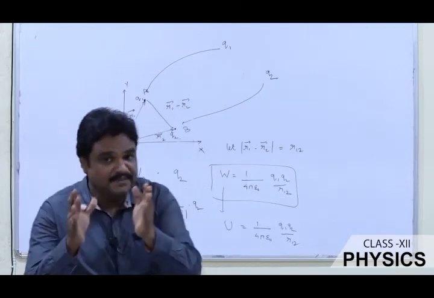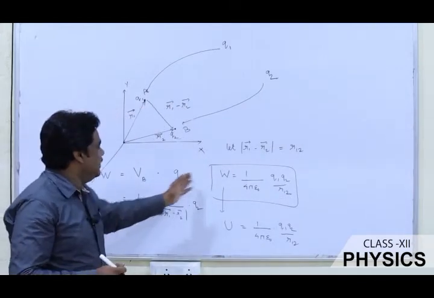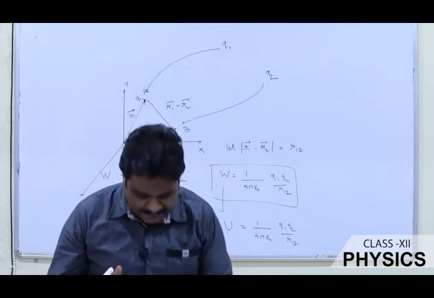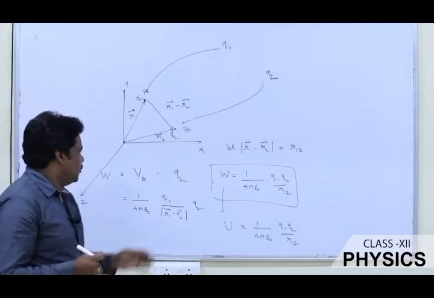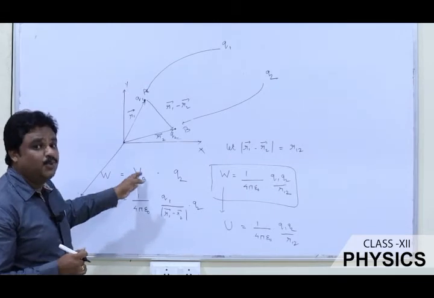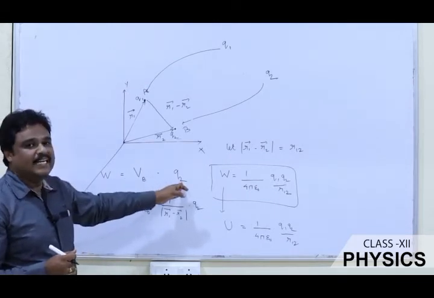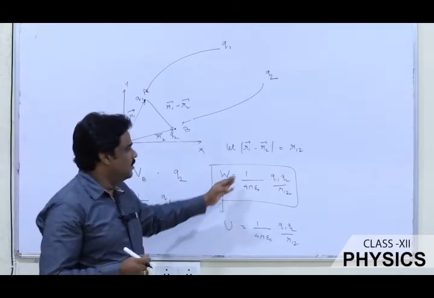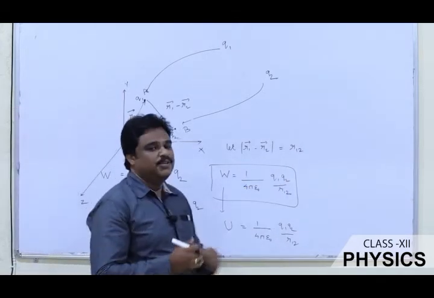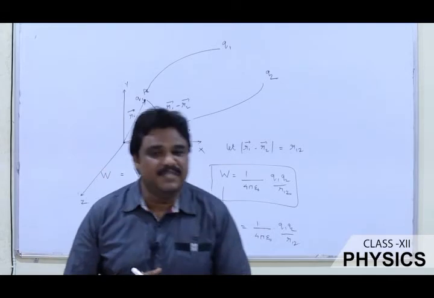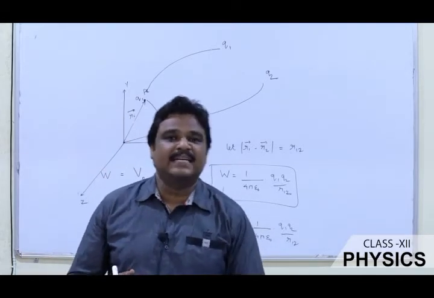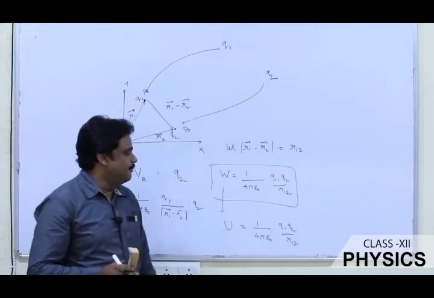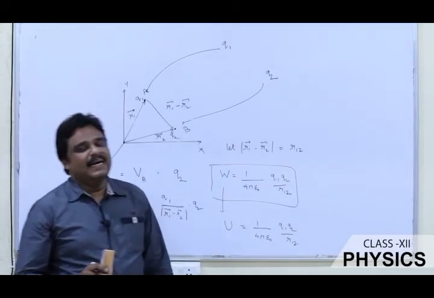So what about that work done? We are writing it as potential into charge. It's a very simple formula I am using to get the work done. The work done is potential into charge. So what is potential? Potential due to Q1 at B, into the charge you are bringing, Q2. By writing the formula, I am getting W is equal to 1 by 4 pi epsilon naught Q1 Q2 by R12, and this work done gets stored as electrostatic potential energy in the system, that is U is equal to 1 by 4 pi epsilon naught Q1 Q2 by R12.